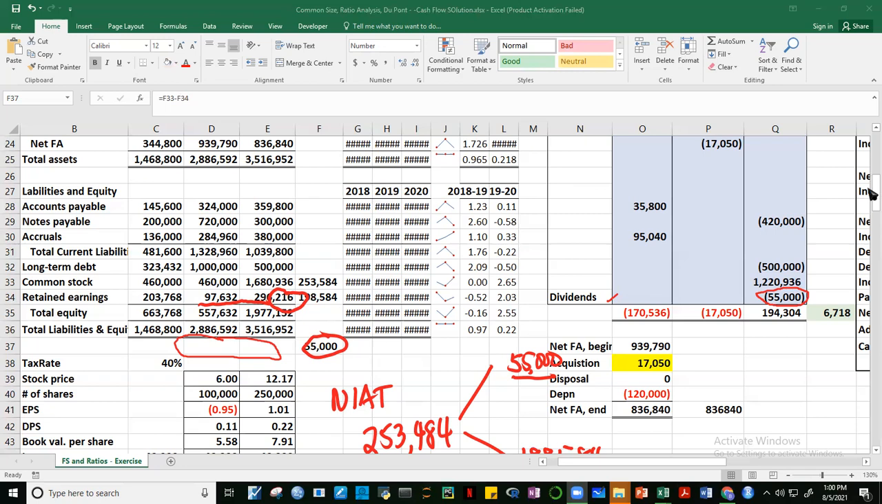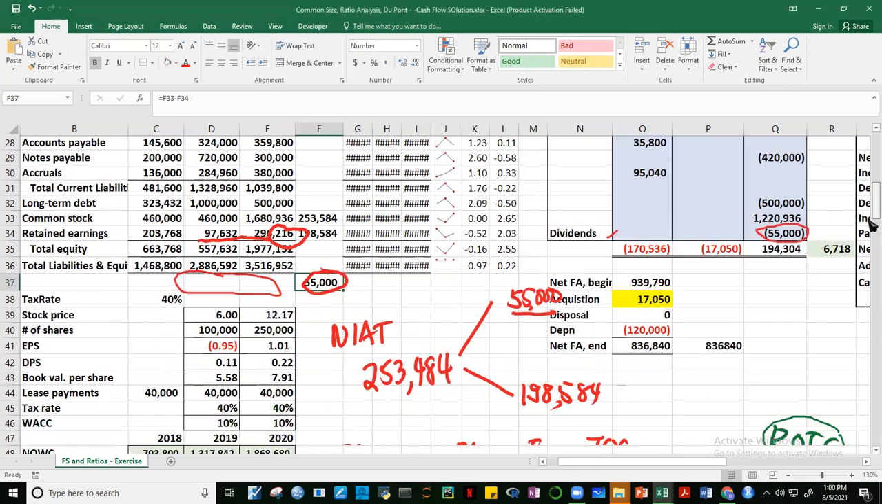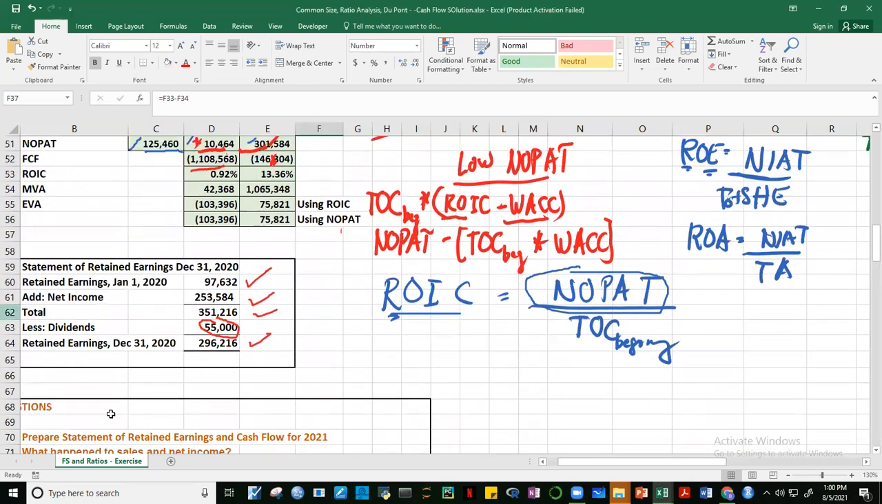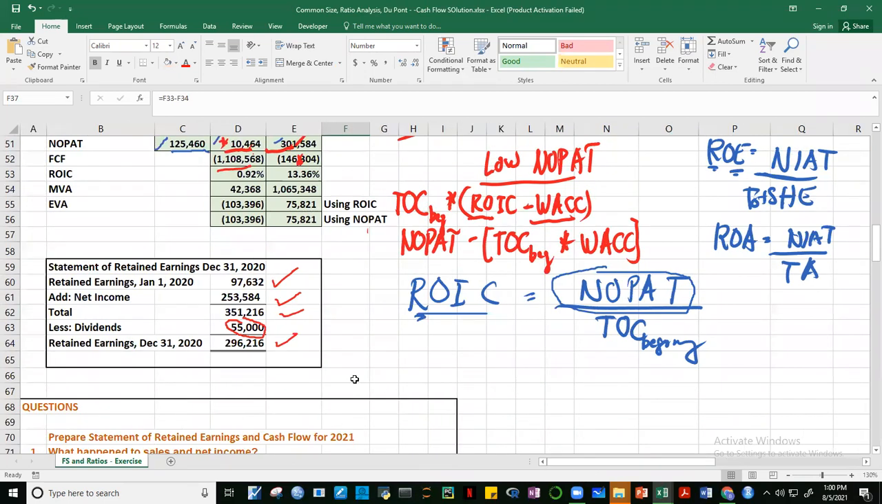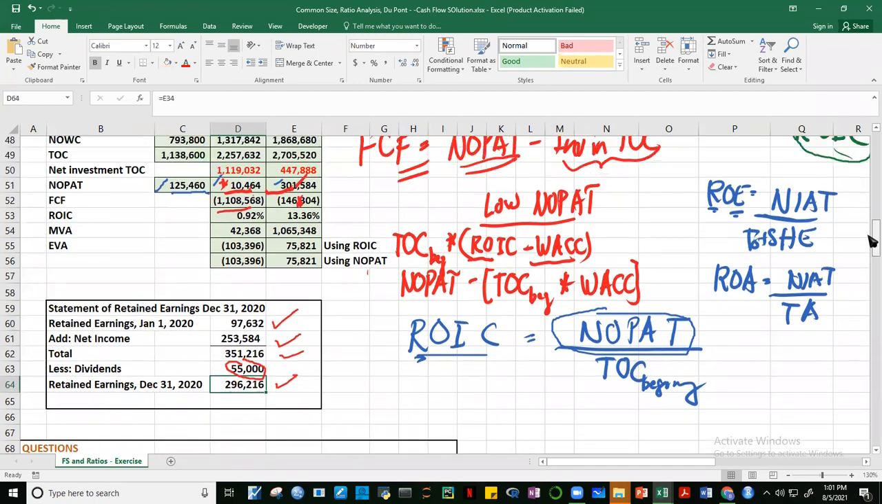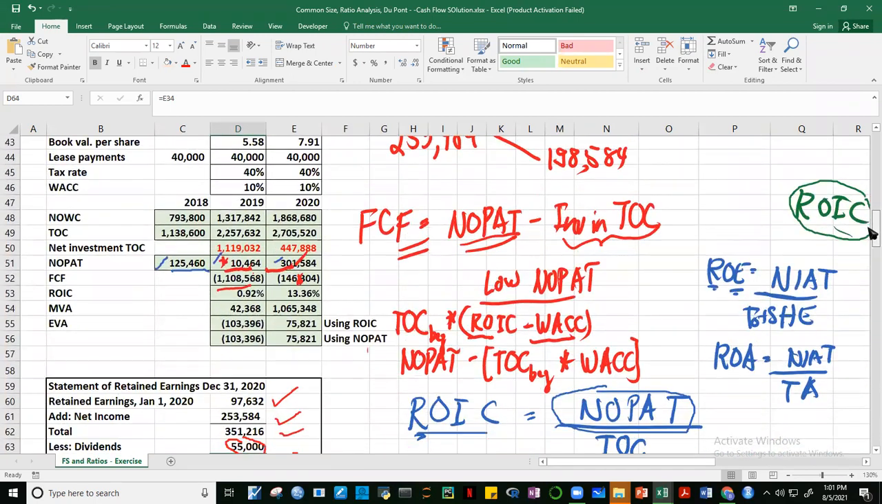Very good. Now let's go to the computation. Oh, by the way, the statement of retained earnings is also straightforward. You start with the beginning, then add the net income to get the total, and then subtract the dividends. The ending here should be the same as the ending in the balance sheet.